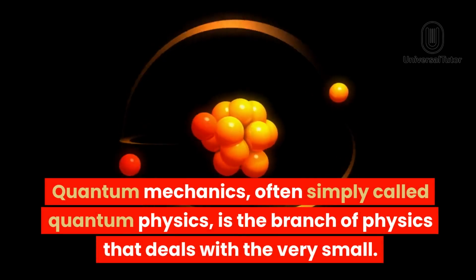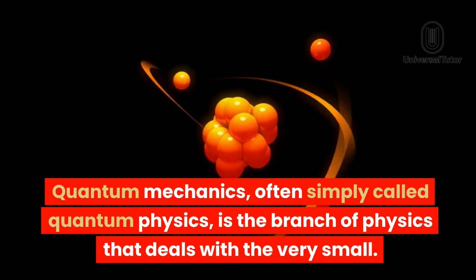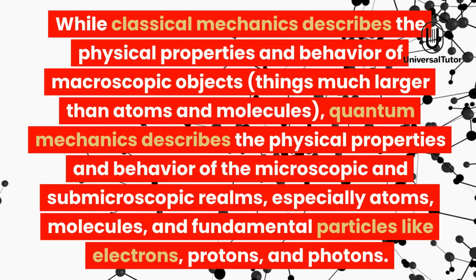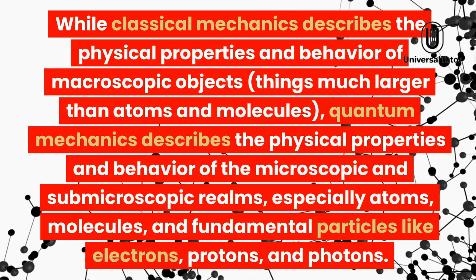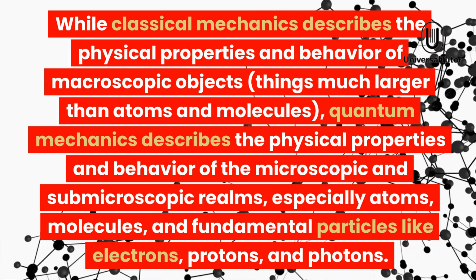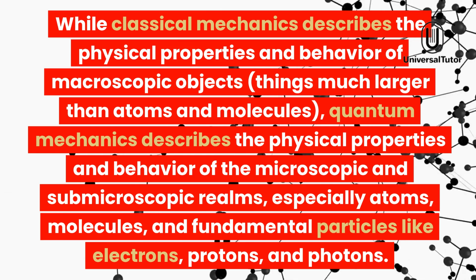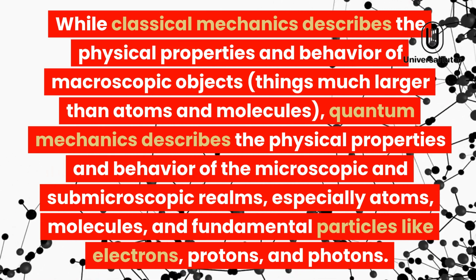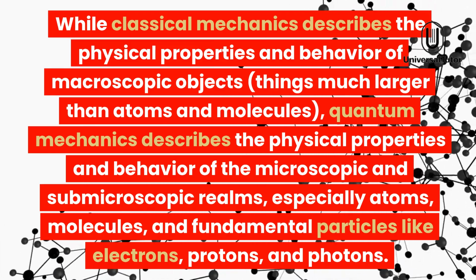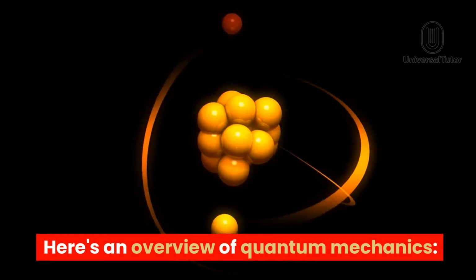Quantum mechanics, often simply called quantum physics, is the branch of physics that deals with the very small. While classical mechanics describes the physical properties and behavior of macroscopic objects, things much larger than atoms and molecules, quantum mechanics describes the physical properties and behavior of the microscopic and submicroscopic realms, especially atoms, molecules, and fundamental particles like electrons, protons, and photons. Here's an overview of quantum mechanics.